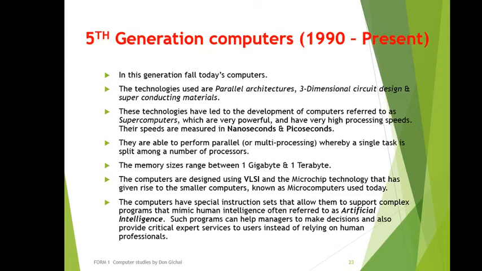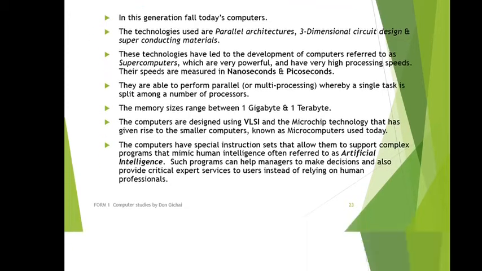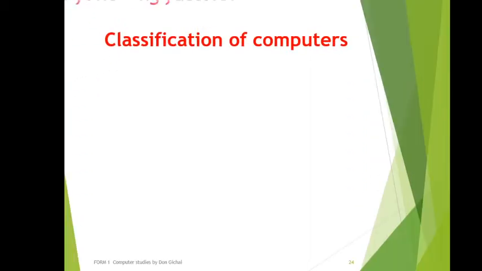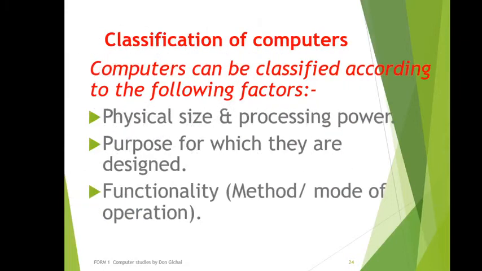And therefore, if you ask what is a microcomputer, it is the smallest and the most affordable machine, like the one you have in your computer lab. The fifth generation computers have a special instruction set that allows them to support complex programs that mimic. To mimic is to imitate human intelligence. Therefore, the act of imitating human intelligence is called artificial intelligence or AI. That is in capital letters. Then from there, let's go ahead and look at classification of computers.